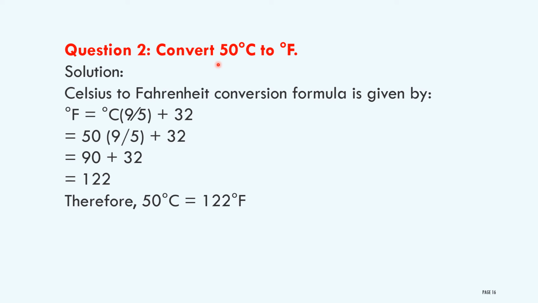Second problem, convert 50 degrees Celsius to degrees Fahrenheit. Here you have to convert from Celsius to Fahrenheit. The Celsius to Fahrenheit conversion formula is given by degree Fahrenheit equals degree Celsius into 9 divided by 5 plus 32. Here they have given the value degree Celsius is 50, into 9 divided by 5 plus 32. Here cancel: 5 ones are 5, 5 tens are 50. Then 10 into 9, 10 nines are 90, plus 32. Then add 90 plus 32, you will get 122. Therefore 50 degrees Celsius equals 122 degrees Fahrenheit.